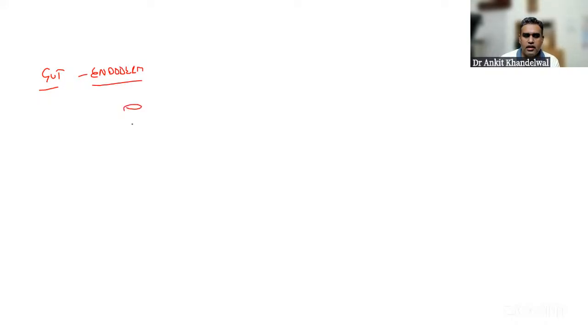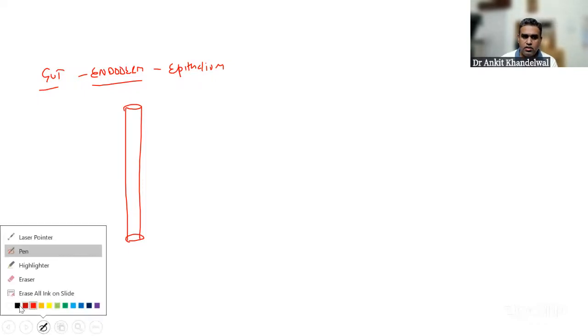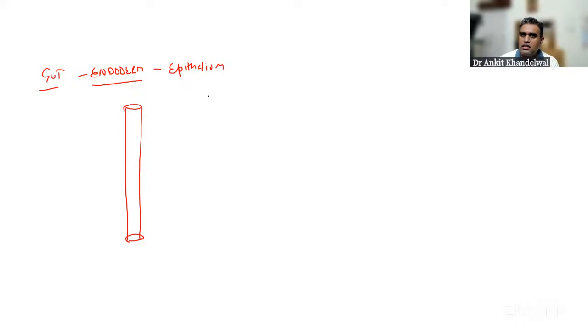Suppose this is the entire gut. I'm making two straight vertical lines. This is the entire gut. It is endodermal. Now guys, one more thing, when we say endoderm, it is basically the lining epithelium which we are saying is endodermal. The entire gut cannot be endodermal. What if I ask you what in the wall of gut is not endodermal?